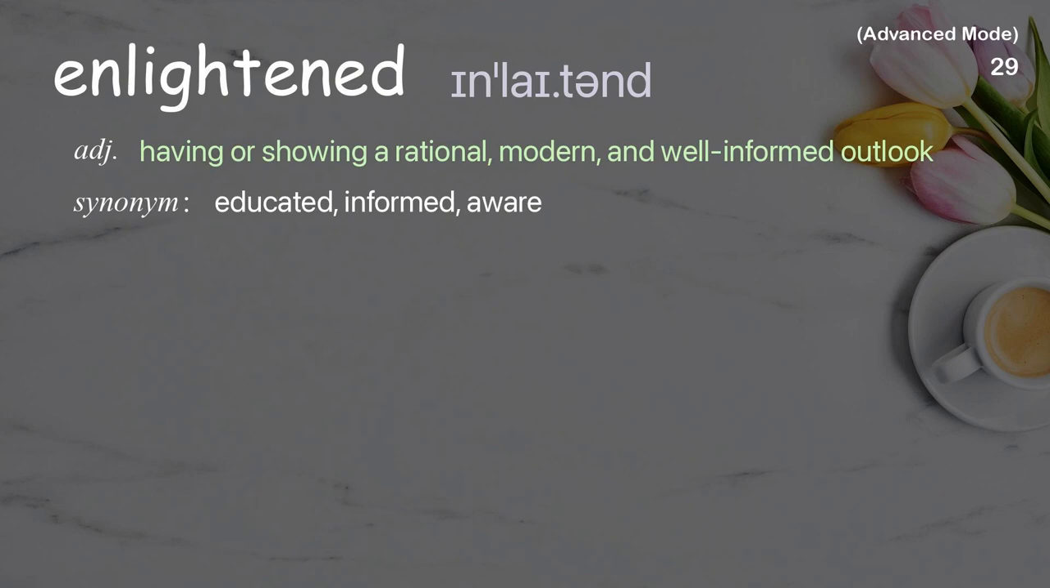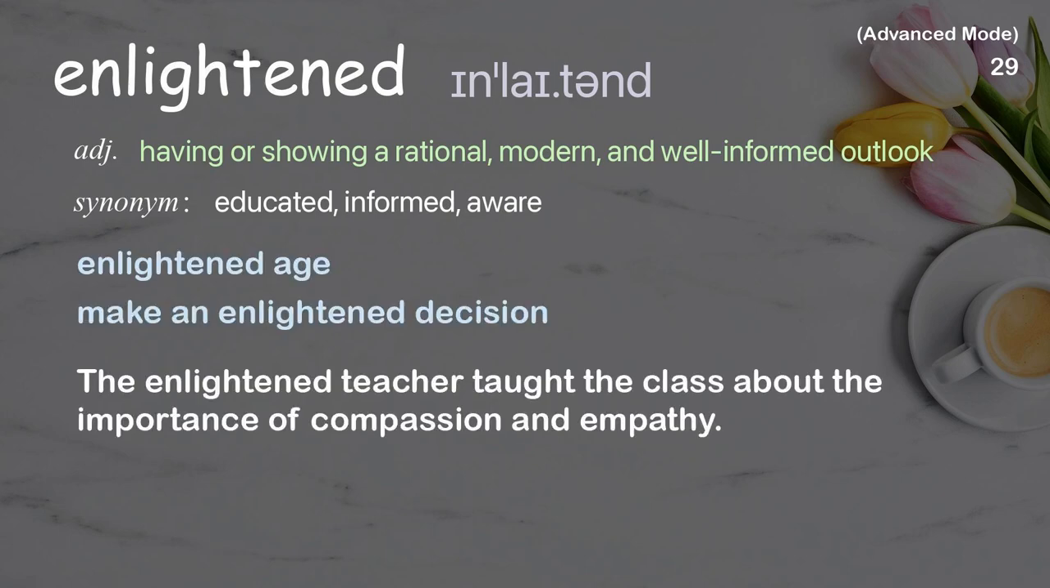Enlightened. Having or showing a rational, modern, and well-informed outlook. Examples. Enlightened age. Make an enlightened decision. The enlightened teacher taught the class about the importance of compassion and empathy.